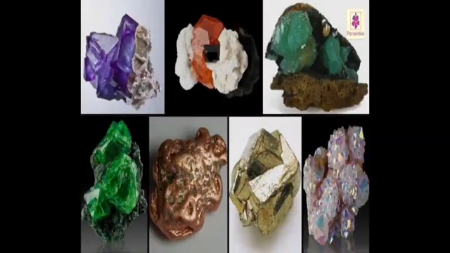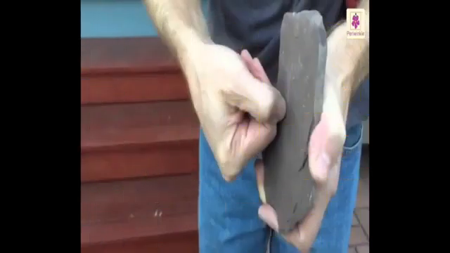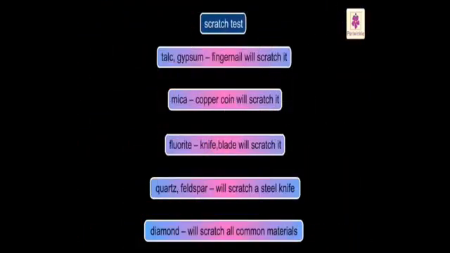We can identify many minerals by carefully observing their physical properties like hardness, color, and luster. The hardness of a few minerals is determined with a scratch test shown in the picture.